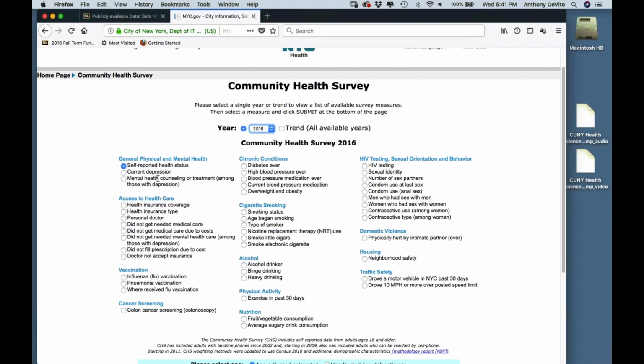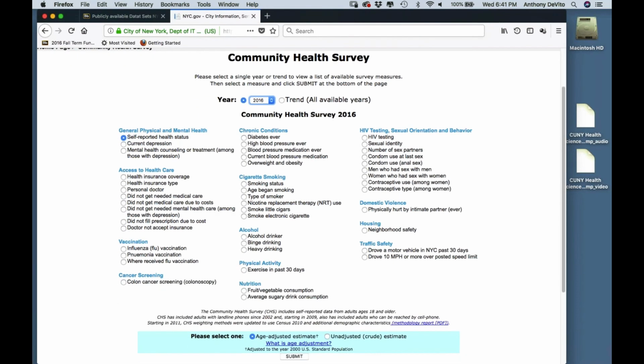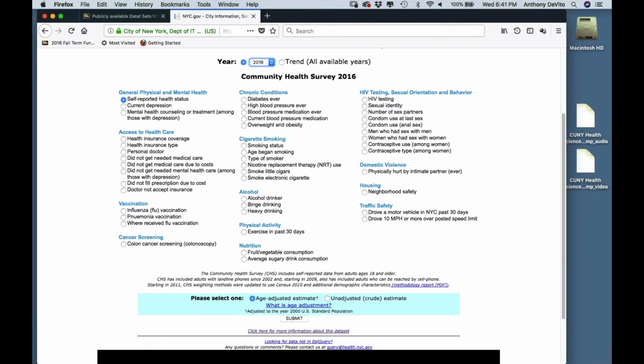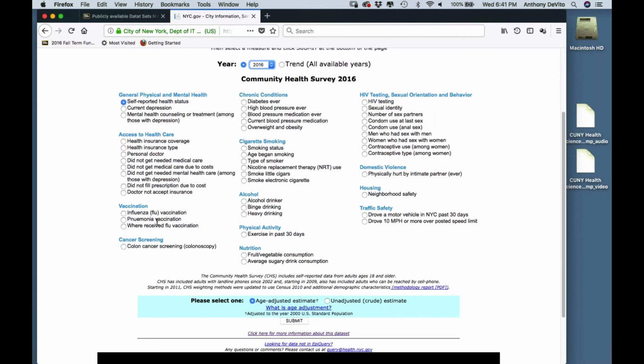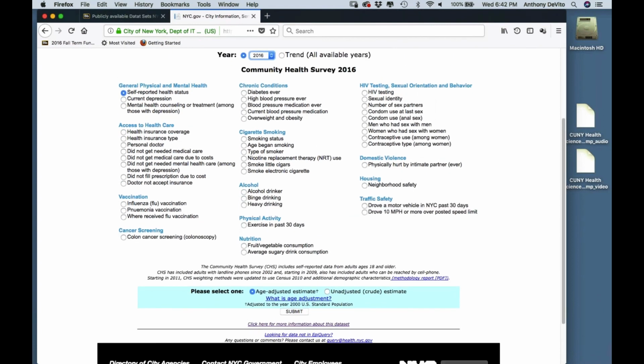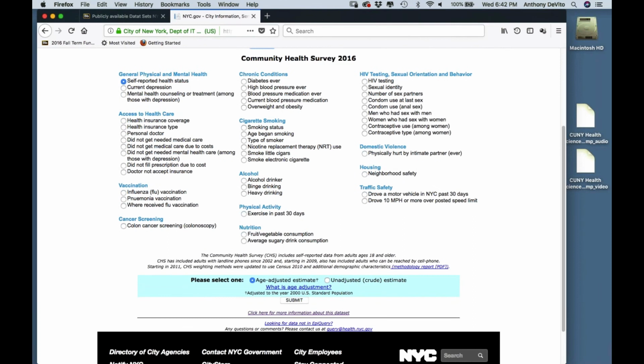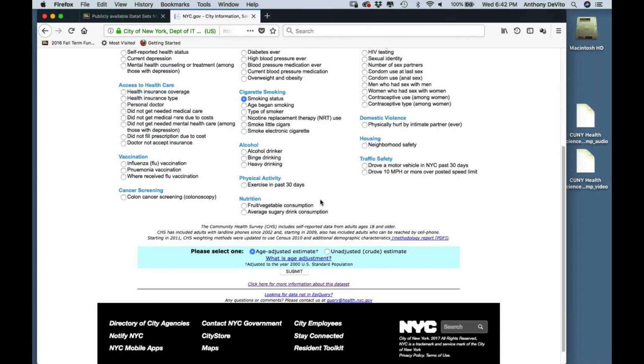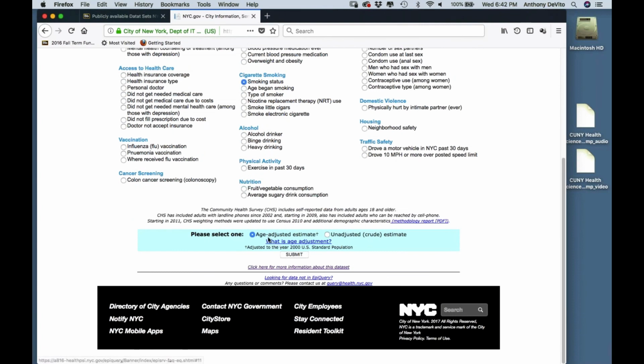That's that first link that I had up there. And let's say I'm interested in knowing, I don't want to hit influenza. I'm sick of that already. Diabetes. Let's try something else. Try smoking status. What's the current smoking status for New Yorkers? I'm going to click that, and I can get an age-adjusted estimate or a crude estimate. Age-adjusted. We talked about that in the beginning of the semester.